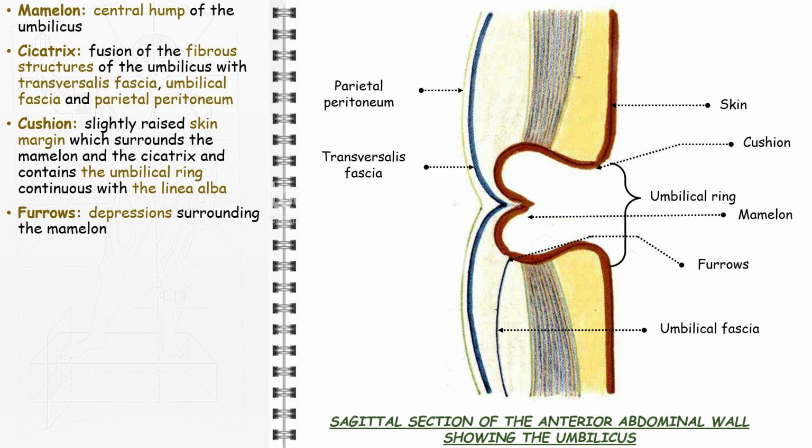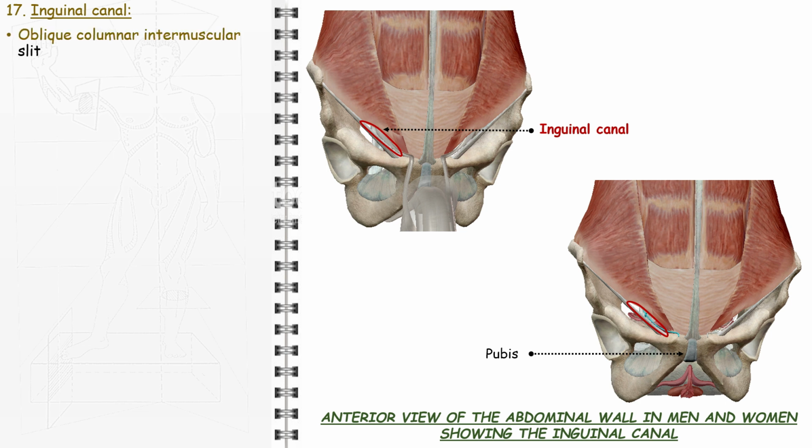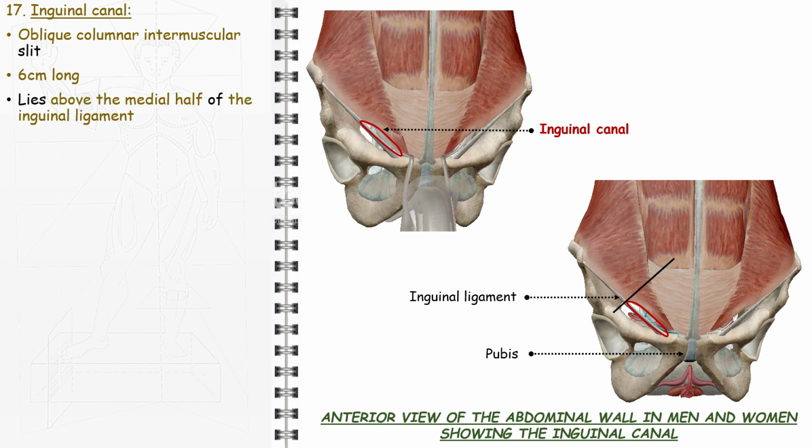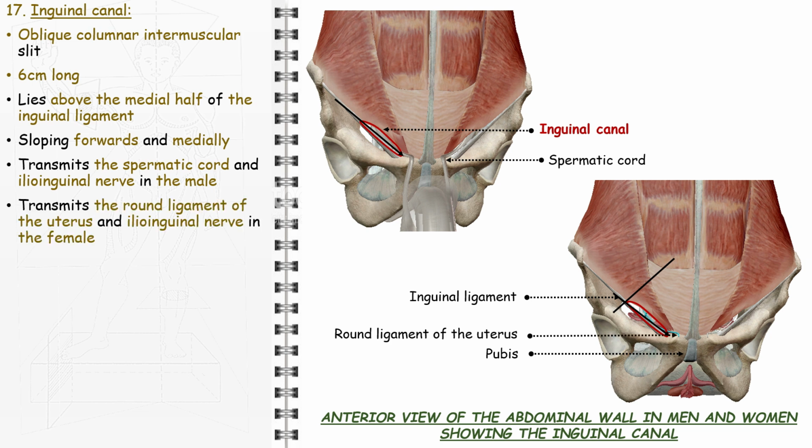Structurally, the umbilicus is lined by a hairless and fatless thin layer of skin. The umbilicus is an important landmark of the anterior abdominal wall and constitutes a weakness zone. In turn, the inguinal canal is an oblique columnar intermuscular 6 cm long slit. It lies above the medial half of the inguinal ligament, sloping forwards and medially. It transmits the spermatic cord and the ilioinguinal nerve in the male and the round ligament of the uterus and ilioinguinal nerve in the female. It is a weakness zone of the anterior abdominal wall.